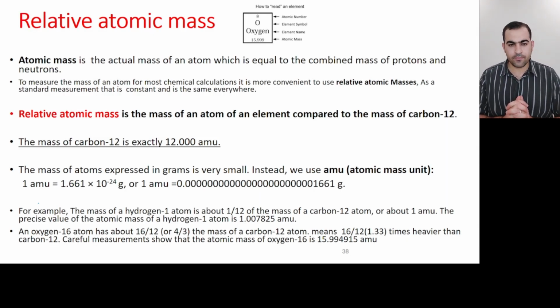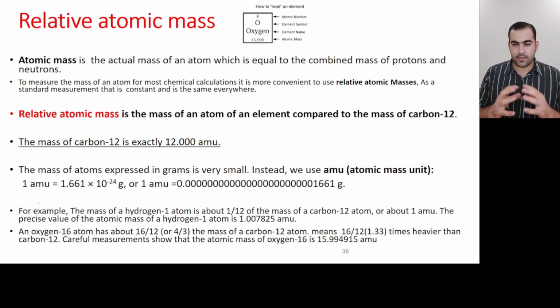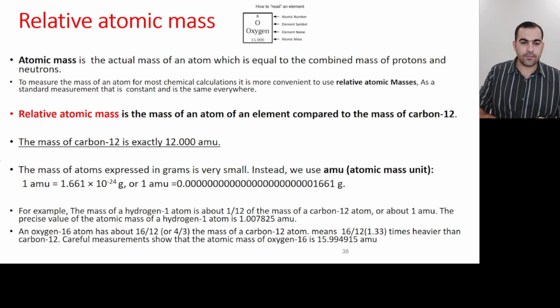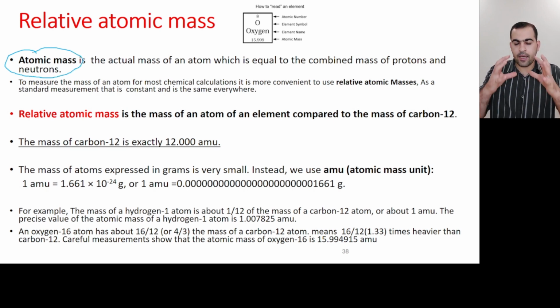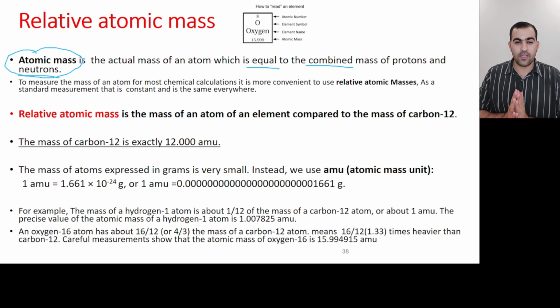Relative atomic mass. Let's talk about the mass of an atom, how we can find the mass of isotopes. This is an atom. The atom's mass equals what? Atomic mass means the actual mass of an atom. The mass is equal to the combined mass of protons and the mass of neutrons. The mass of protons and neutrons equals the mass of an atom, which we call atomic mass. But mass number is the number of protons and neutrons, not the mass of the atom.